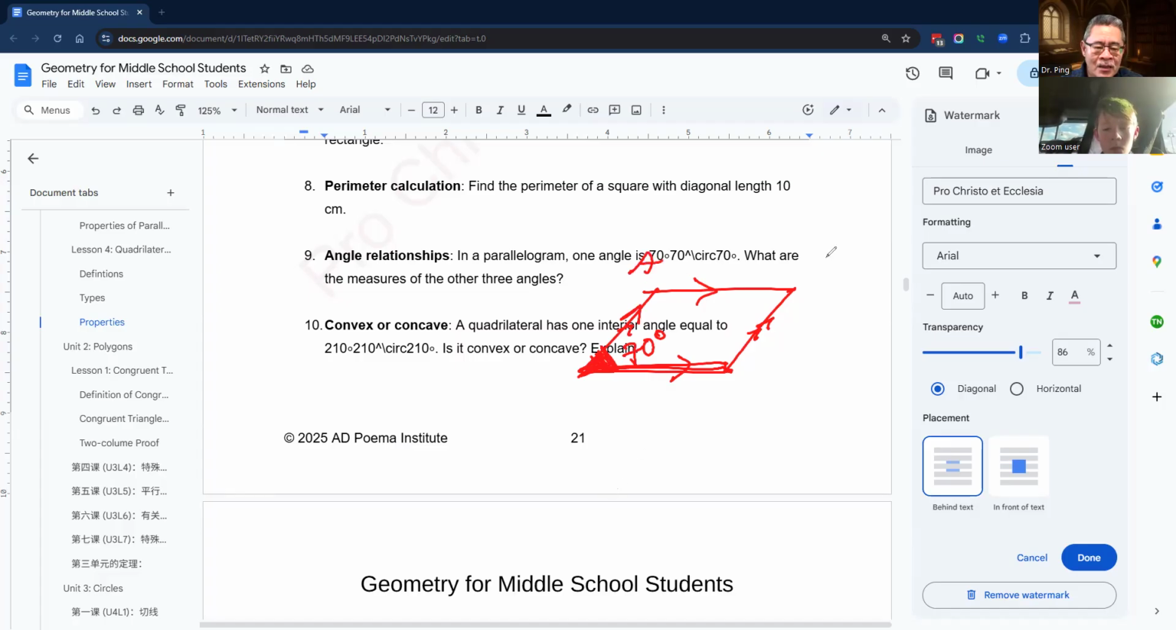So let's call this A, B, C, D. So our D is 70 degrees. What is angle A? What is angle B? What's angle C?